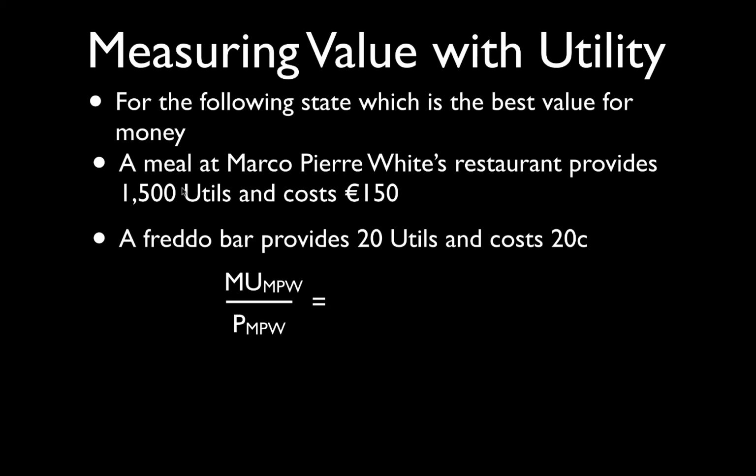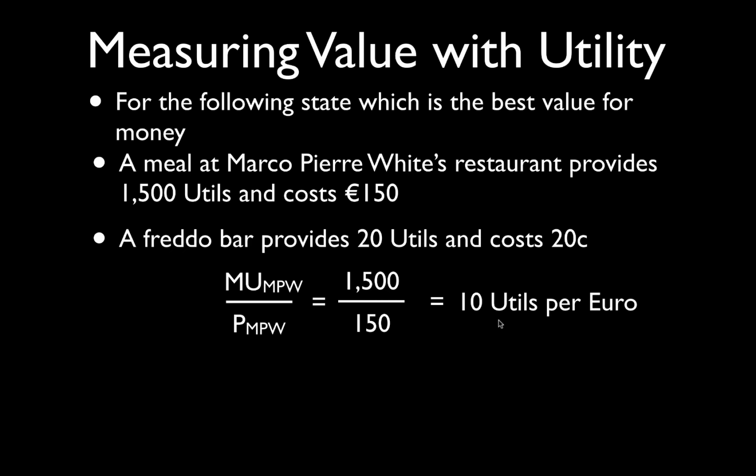The meal at Marco Pierre White's gives the consumer 1,500 marginal utils. Okay, so there's the top line. And we're going to divide it by how many euros we spent on it, which in this case is 150. The important part that I want you to get here is that for every €1 we spend, we get an extra 10 utils of marginal utility per euro. So how are we measuring value for money? For every euro we spend, we get 10 utils per euro in terms of marginal utility. And you say, well, is that good or bad?